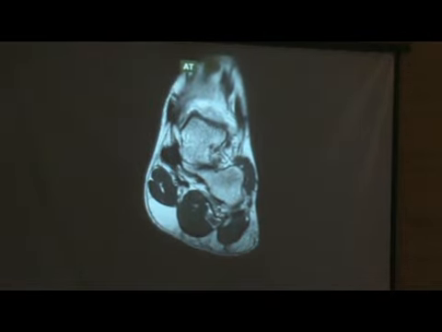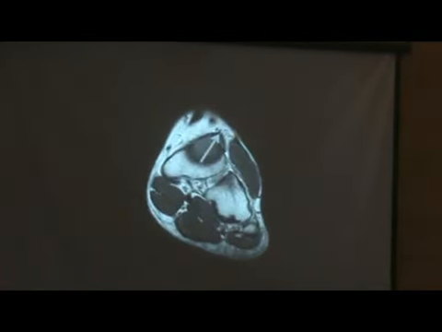So coronal slices, very difficult. We see the extensor tendons here, and we find here the deep peroneal nerve with the anterior tibial vessels as well, and we can follow them until its division. The deep peroneal nerve divides into a medial and lateral main branches.